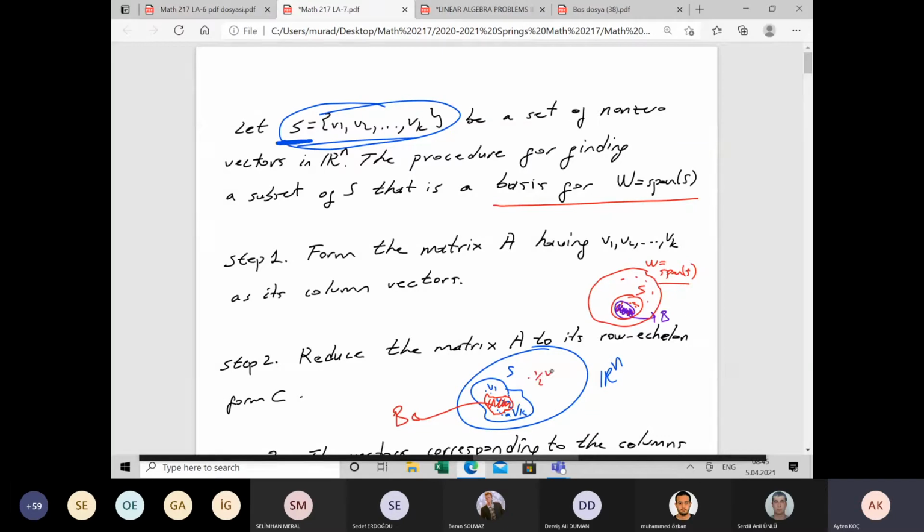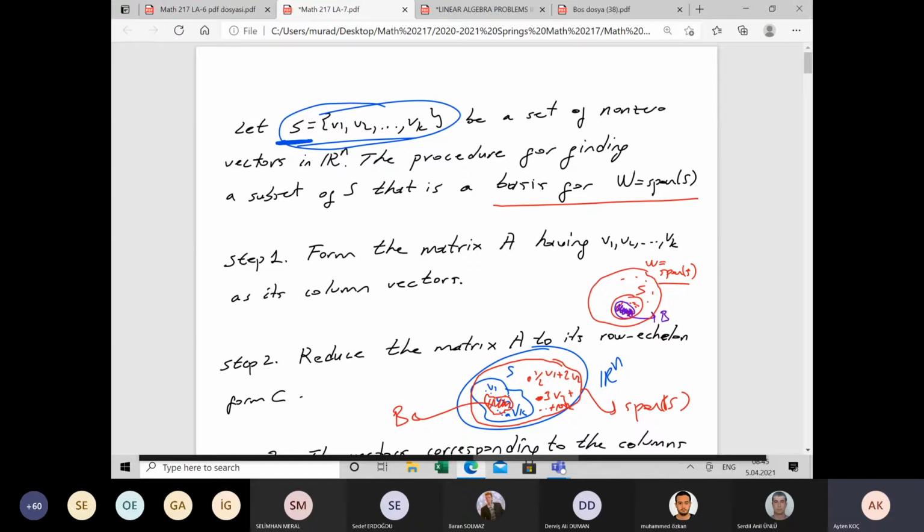We know that all linear combinations give a vector in Rn, and the set of all linear combinations is called span S. Span S contains all linear combinations of vectors in S. So this is a subspace, and our aim is to find a basis for this subspace. How to find it? Let's give the steps.